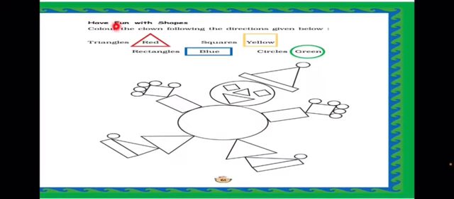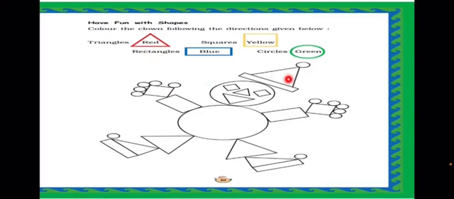Have fun with shapes. Color the clown following the directions given below. Triangle red, squares yellow, rectangles blue and circles green. So here there is a picture of a clown and you need to color them according to the shapes.